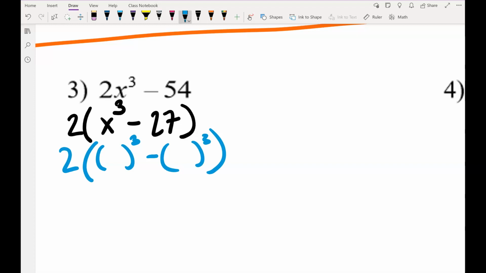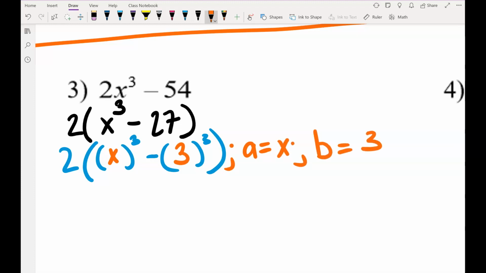What is that first something? X. What's our second something? 3. So A is X. B is 3. All right. Would you agree that the GCF is always going to be in front of our answer? All right. Let's rock and roll. A minus B. What do we write? X minus? Perfect. Now tell me what to write.